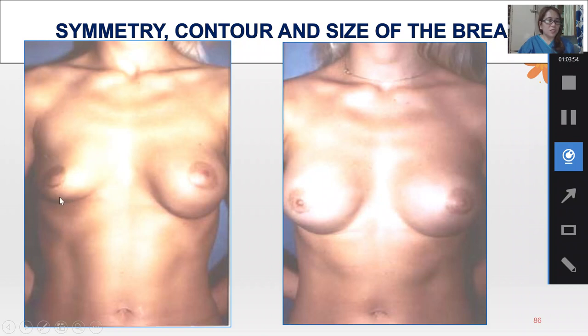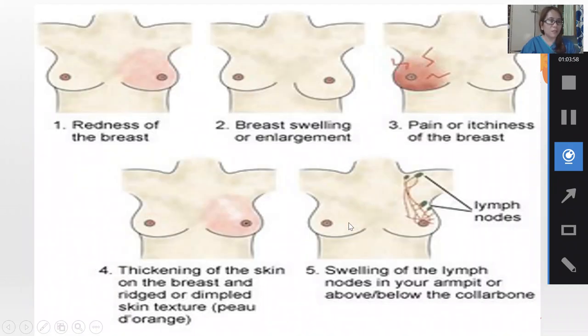Okay, so as you can see here, maliit yung isa, malaki yung isa. There could be a sign of problem with that. Okay, you should also check if there is presence of redness of the breast. Is there swelling? So, napansin nyo dito sa number 2 picture, mas malaki. Is there pain or itchiness of the breast? Or is there thickening of the skin on the breast and ridge or dimpled skin texture?